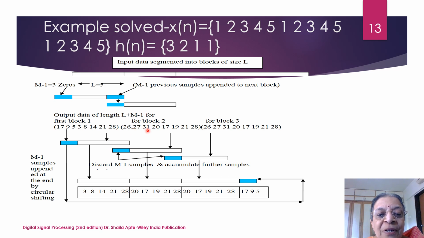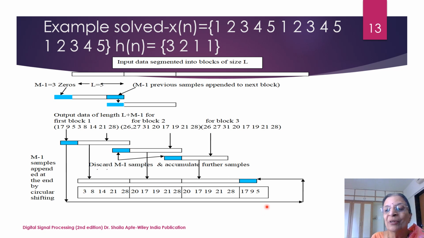Then discard the first three samples here. Again start with 20, 17, 19, 21, 28. Again discard the first three samples here. Then I'll have 20, 17, 19, 21, 28. And these last samples 17, 9, 5 will be appended at the end. So this is how again we are getting the same result for the convolved output.